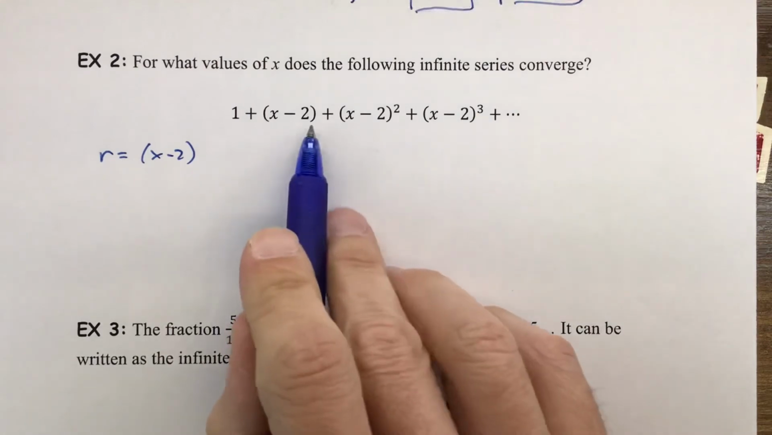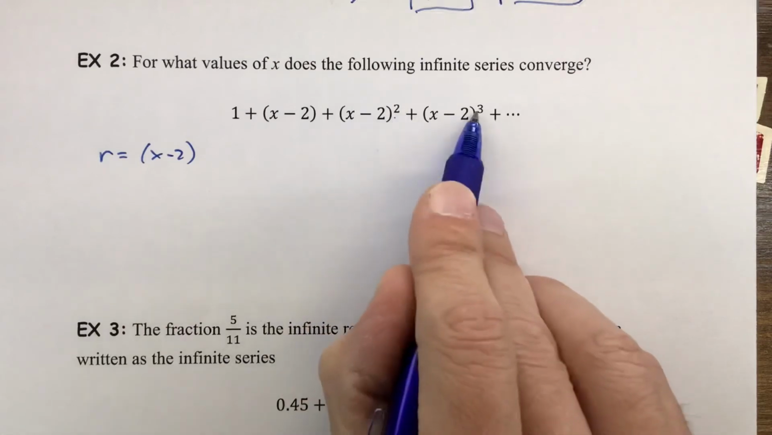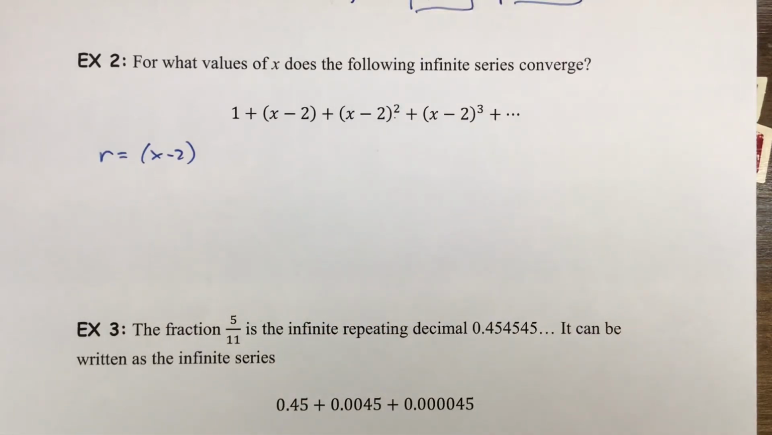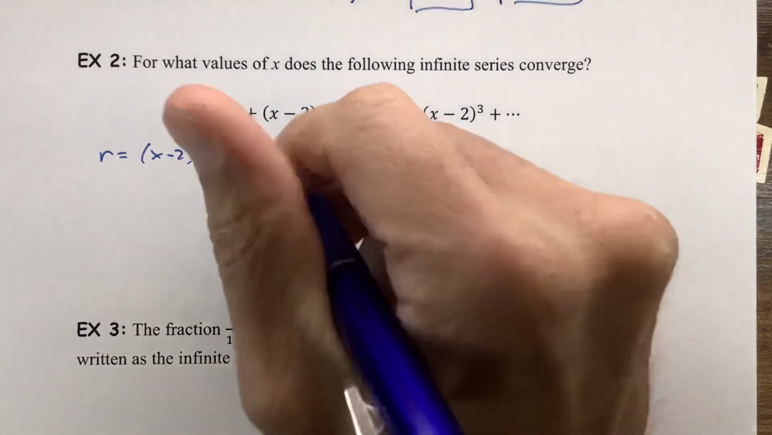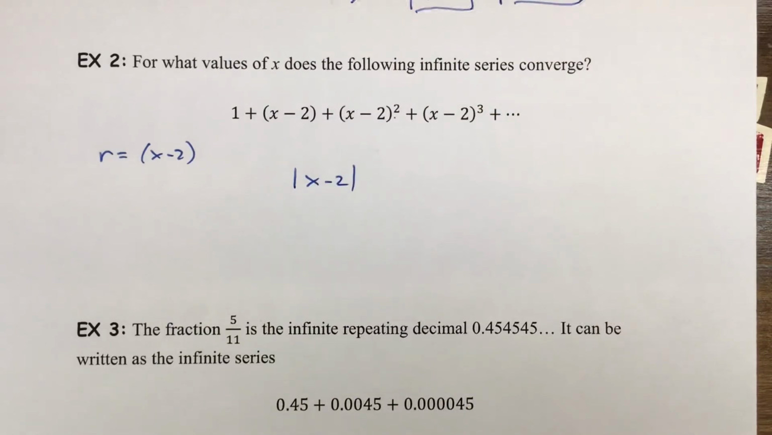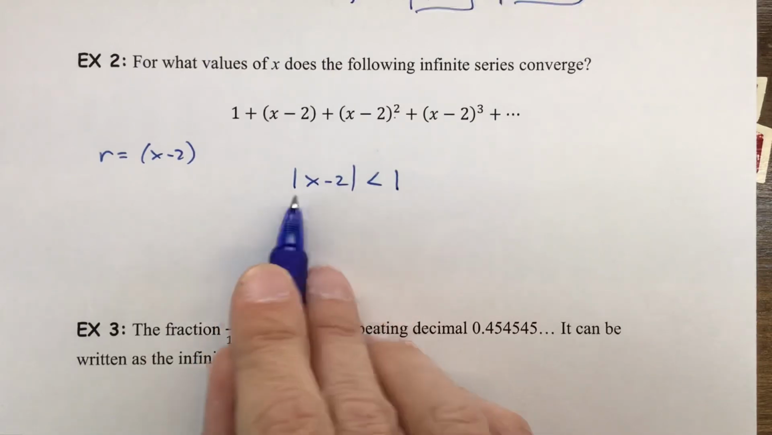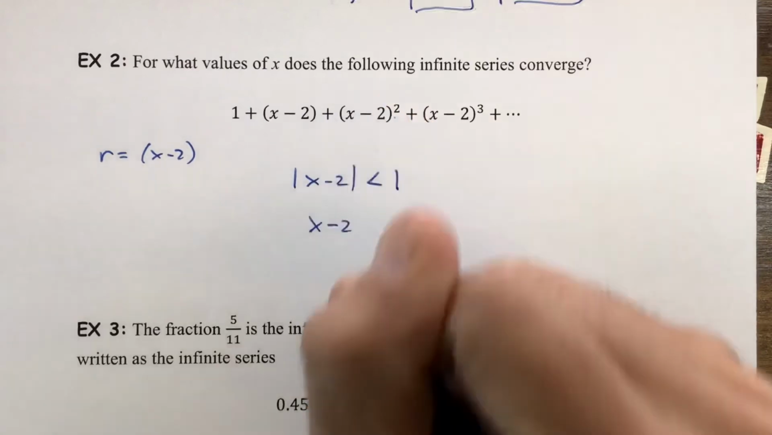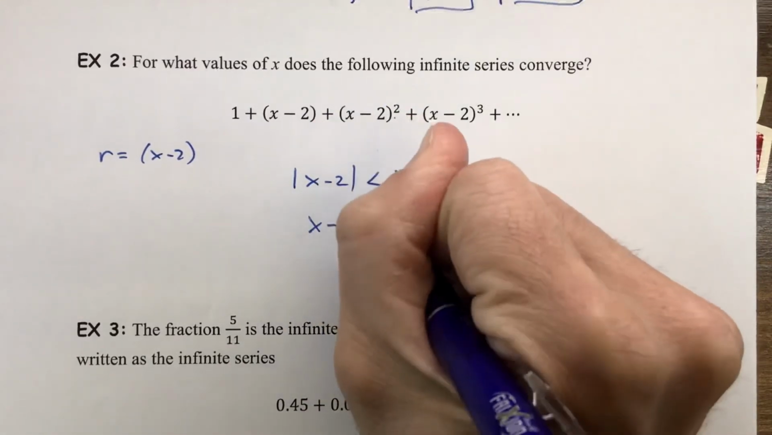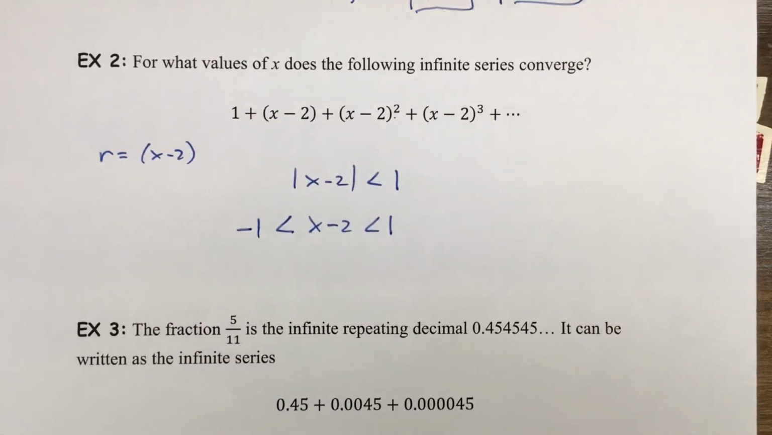And that does hold true as you go from term to term, because we're just going to raise x minus 2 to the next highest power as you go along. So that is our r value. It's x minus 2. And if this is going to converge, then the absolute value of x minus 2 must be less than 1. Now, you may or may not recall from Algebra 2, if you have an absolute value set less than a number, you can drop those bars, just write it as x minus 2 less than 1, and greater than the opposite of that number, which is negative 1.